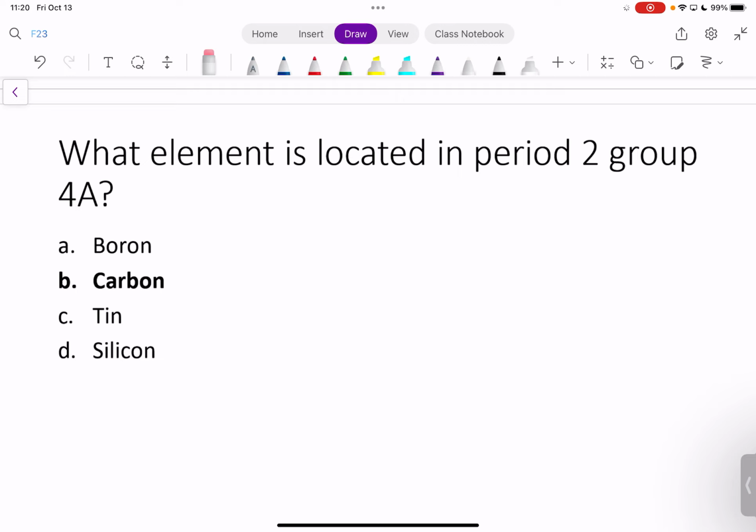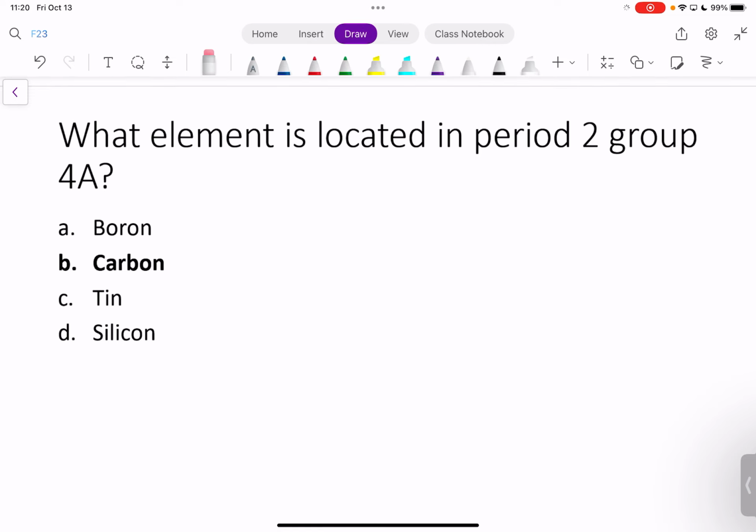Sorry to anyone who's listening online, but I've got to move over here. So, right, periods are what? The rows or the columns? Rows. So we're in period 2, second row, group 4A. 1, 2, 3, 4A, right? Not 4B, right? 4A. That one, carbon. Good old carbon. Questions? No?